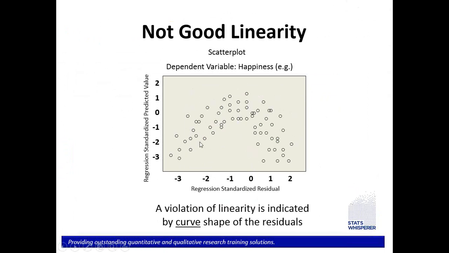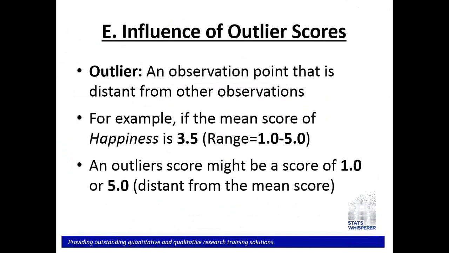right? Next, if it looks like this, remember our curvilinear relationship, if it looks like that, that's not good linearity. So that's a violation of linearity. And to address that, if that occurs, many people perform a data transformation to spread out the residuals again. They try to address it in that manner. So that's another way data transformation is used.